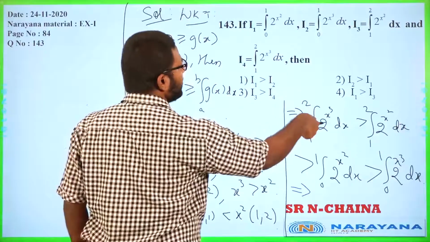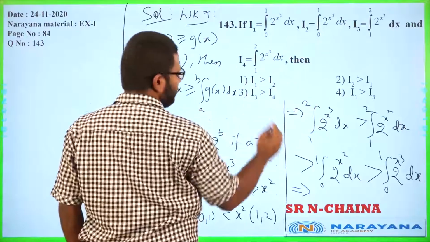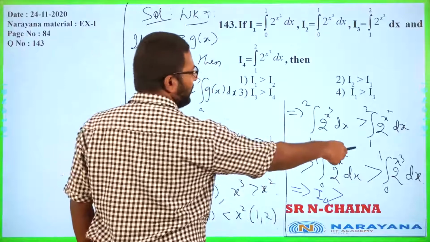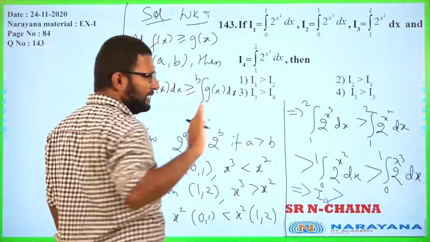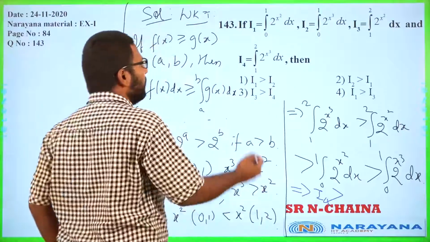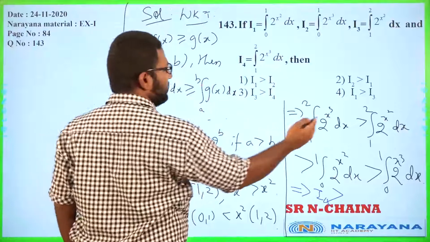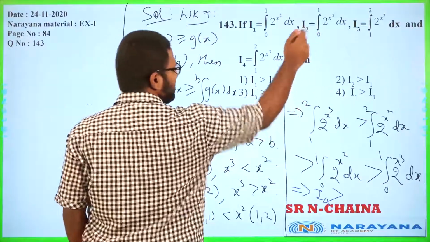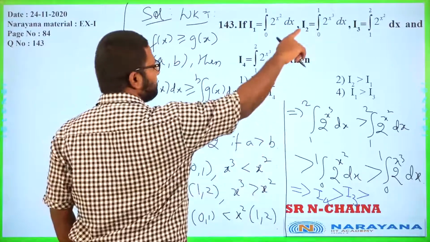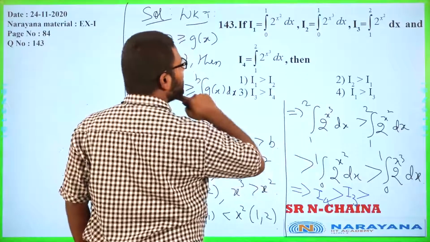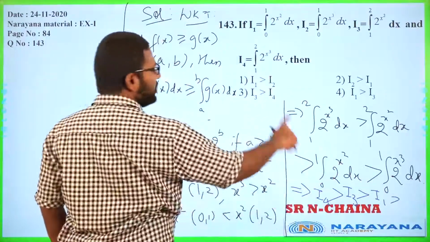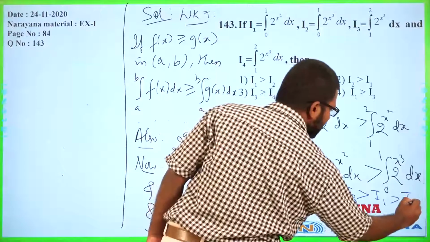Integral from 0 to 1 of 2 raised to x cube is I4. So I4 is greater than... sorry, did I say 0 to 1? I am sorry about that. Integral from 1 to 2 of 2 raised to x cube is I4. Then integral from 1 to 2 of 2 raised to x square is I3, which is greater than integral from 0 to 1 of 2 raised to x square, which is I1, which is greater than integral from 0 to 1 of 2 raised to x cube, which is I2.